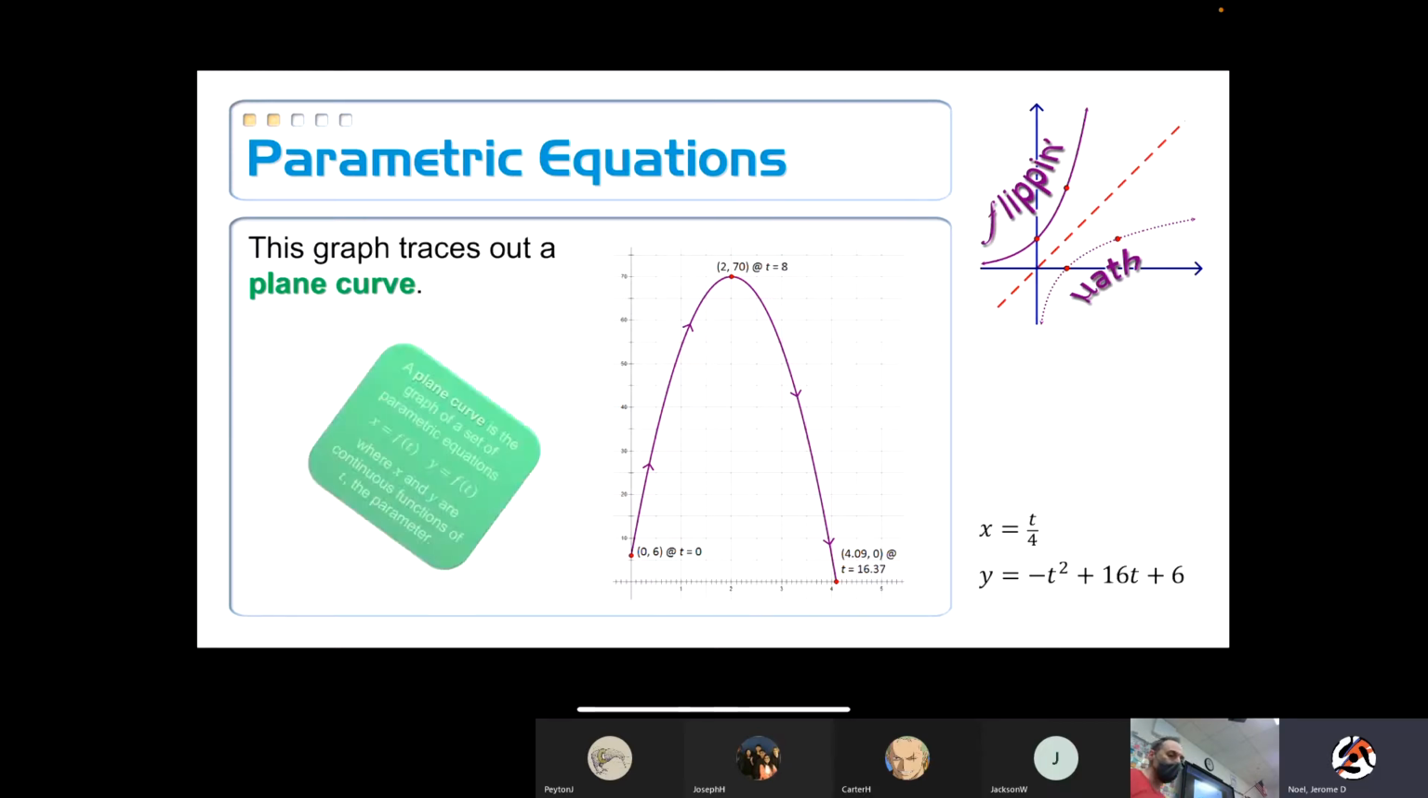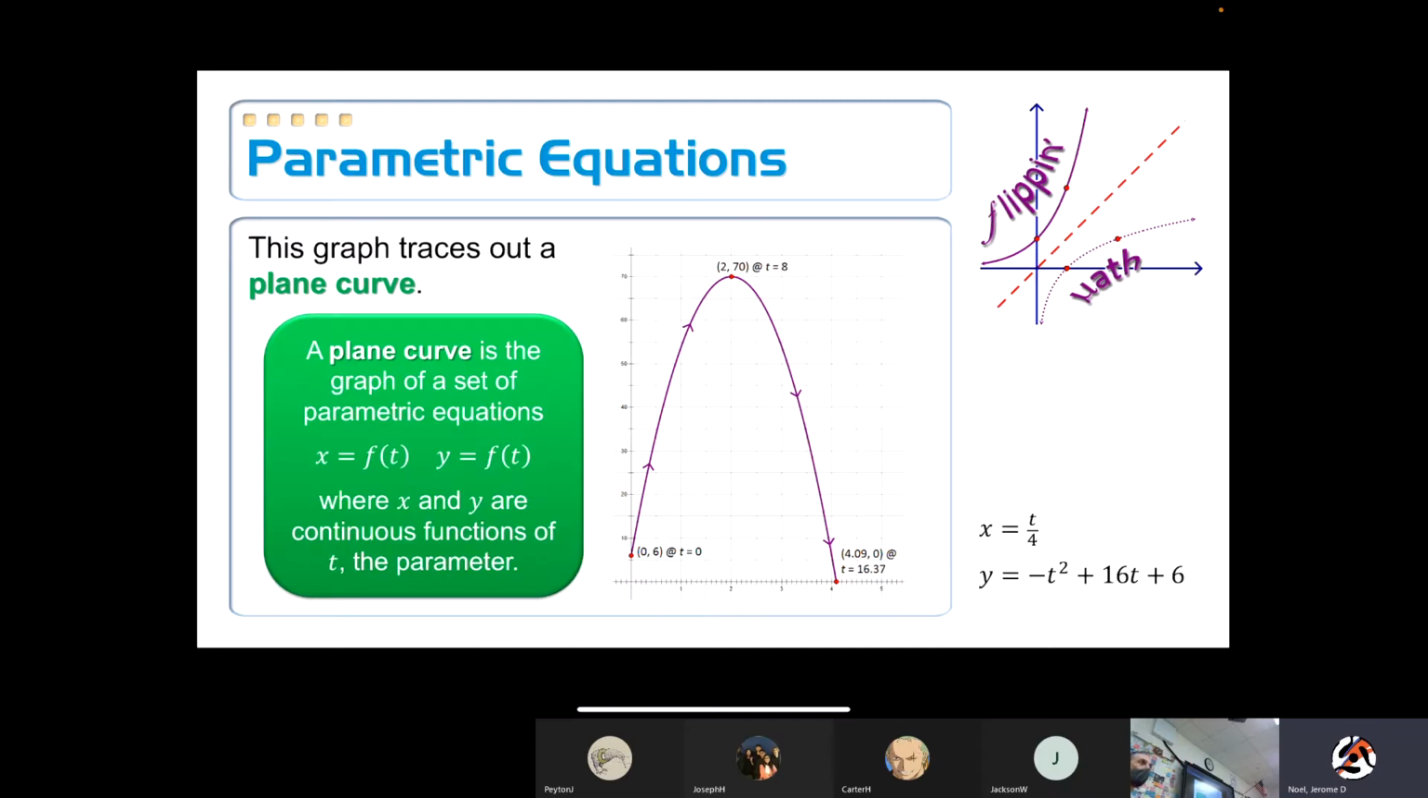This is called a plane curve. So a plane curve is just the graph of a set of parametric equations. And we have defined each one of these components, the x coordinates, as a function of time. The x coordinate separately from the y coordinate.